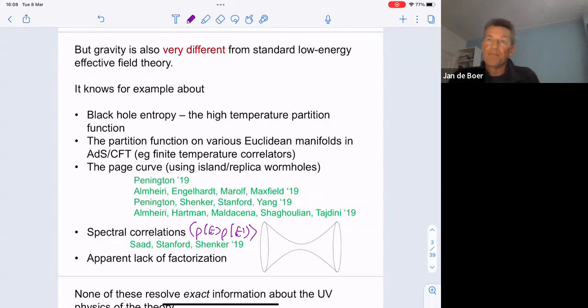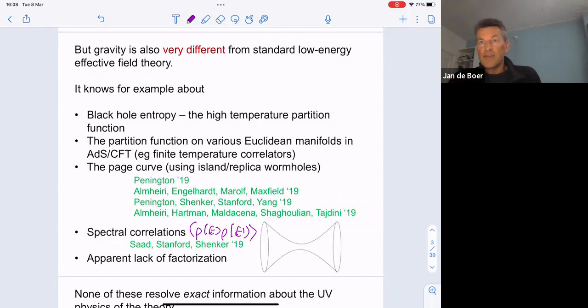So to compute these spectral correlations, you need a solution with two boundaries, where one spectral density is coming from one boundary and the other one from the other boundary. And to have these correlations, you need to connect the geometry, because if you have a disconnected geometry, there would not be a connected two-point function. It would just reduce to the product of two one-point functions.